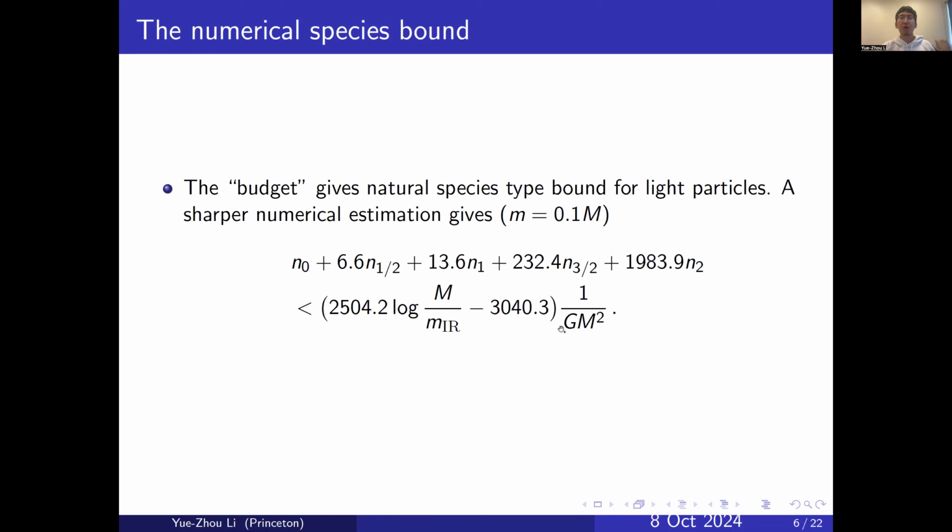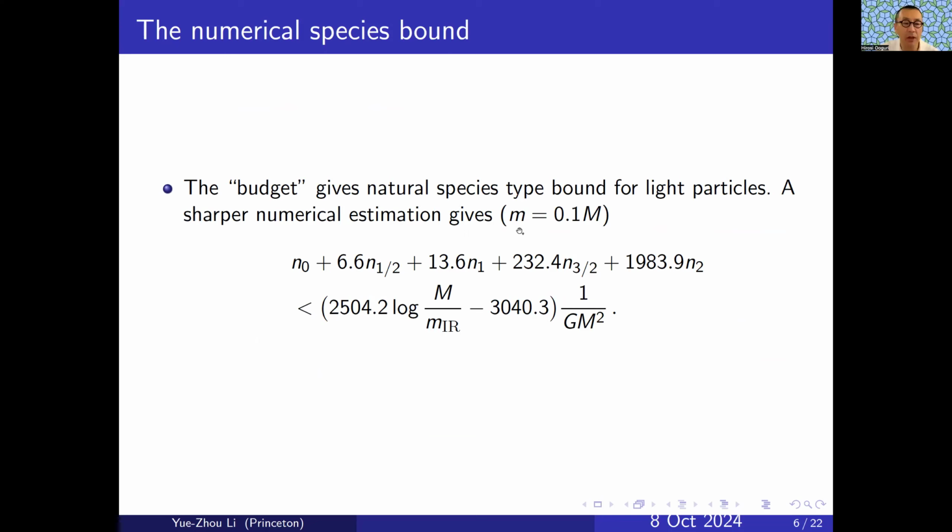And this is what we get for the light particles. If we assume some cutoff where the QFT breaking scale is capital M, then this is the sharp bound that we get numerically using the bootstrap techniques, for the mass around 0.1.